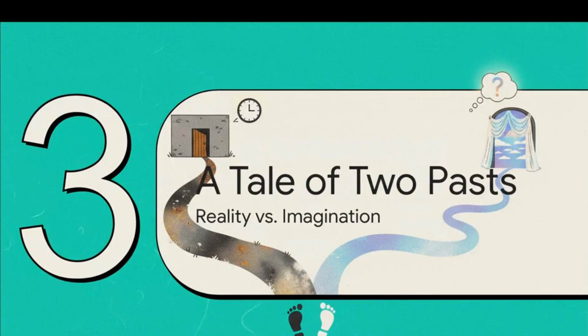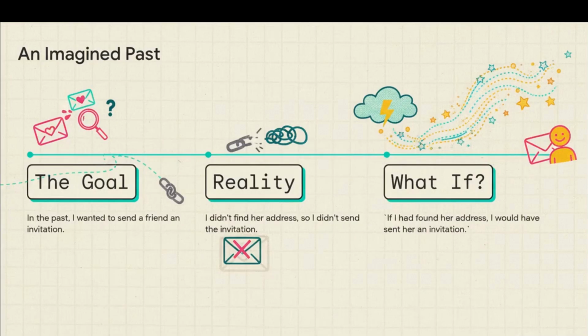Now, to really see this thing in action, let's actually map it out. We're going to look at a super simple scenario with two paths, the one that really happened and the one that only exists in our imagination. This timeline illustrates the whole idea brilliantly. So, look, back in the past, I wanted to send an invitation. But the real path, what actually happened, is that I didn't find her address. The result? Pretty obvious. No invitation was sent.